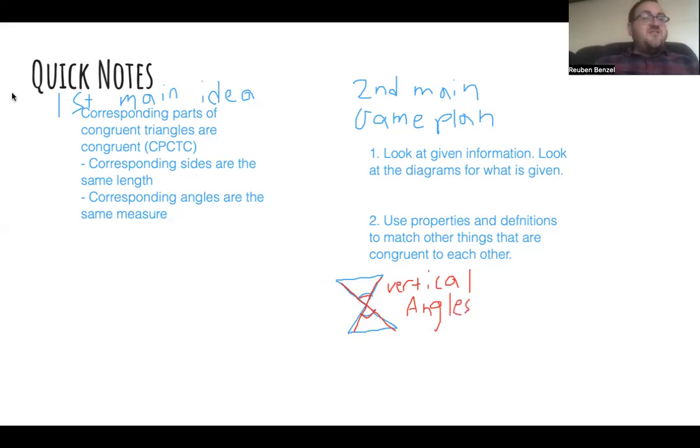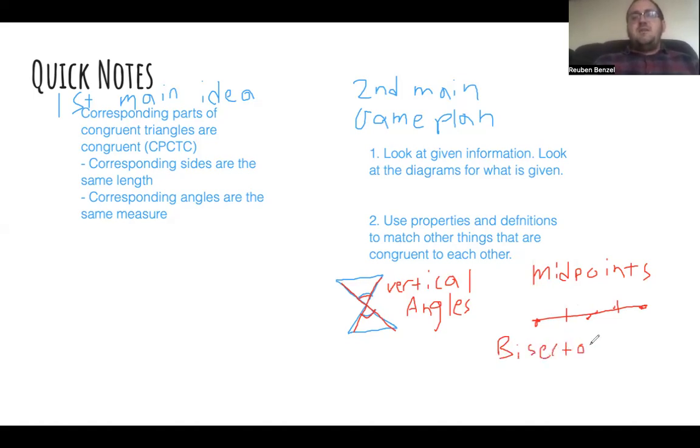We might also want to be thinking about things like midpoints and bisectors. So midpoint means that there's a point in the middle and it divides the line segment in half. We could use bisectors as well. We also have things like alternate interior angles. Things that make those zigzags are alternate interior.